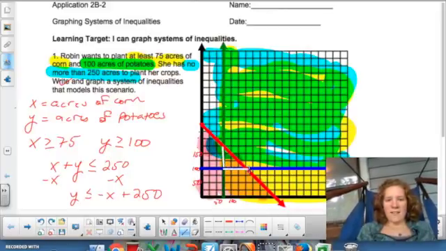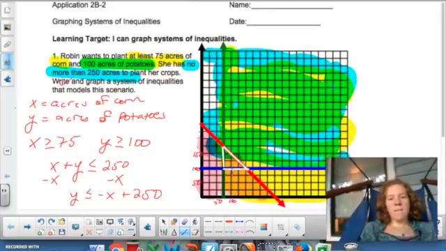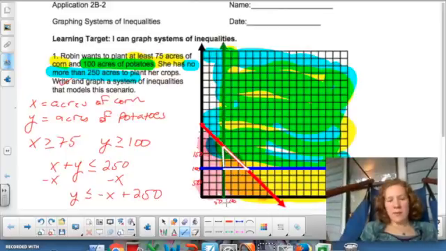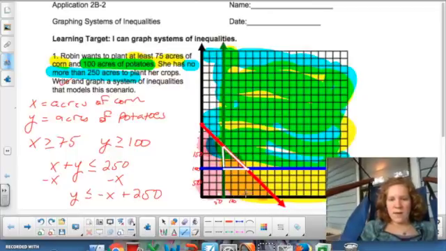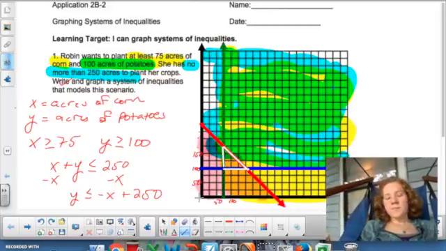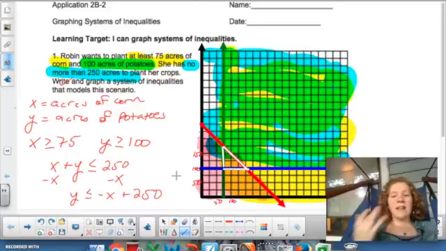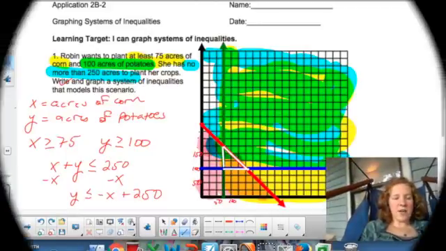So this little triangle is the boundary for all the solutions, all the amounts of corn that she can plant. Corn was X, so everywhere from 75 to 150 acres of corn, and then potatoes is going to be up here. So that's your solution set. If you have any questions, please let us know.